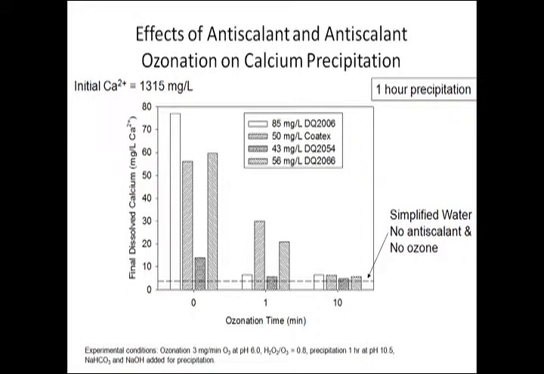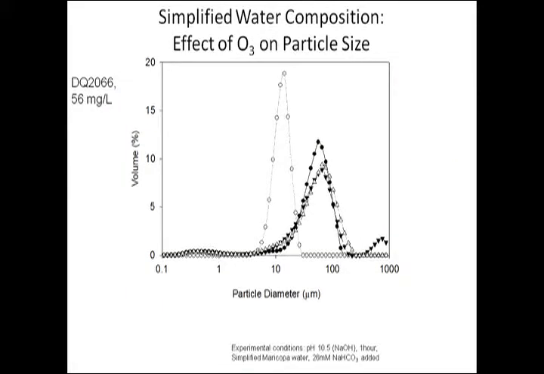But basically, we're trying to get back down to this level here, and what this shows is that with the treatment, if you have enough ozonation going on, you can destroy the antiscalant and therefore get the precipitation to happen to a great degree, and that gives you then cleaner water that you can put onto another membrane.